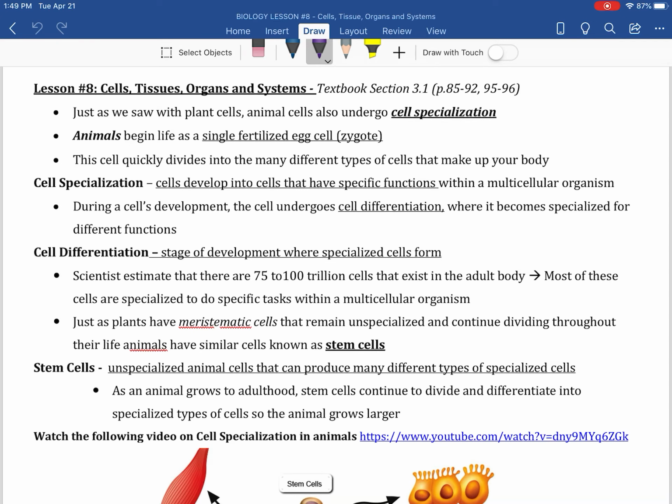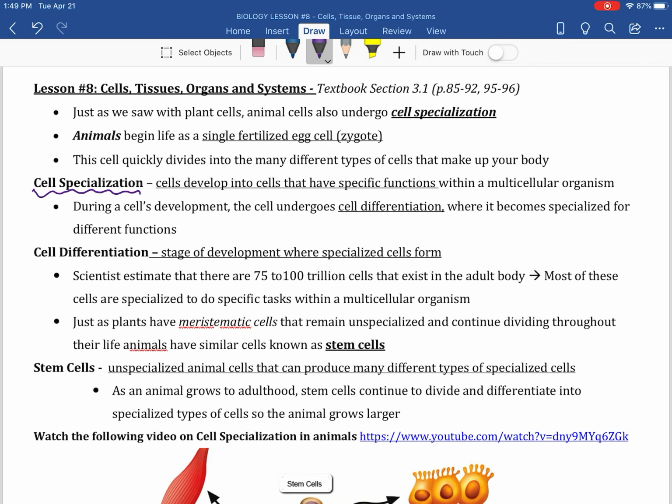They all have the same DNA inside of them, but as you remember from previous lessons, DNA codes for proteins, and those proteins are the things that actually do stuff. So the proteins that are activated or turned on tell us what the function of that cell is going to be. Okay, so that's what we're talking about when we talk about cell specialization. Our cells develop into cells that can do specific things.